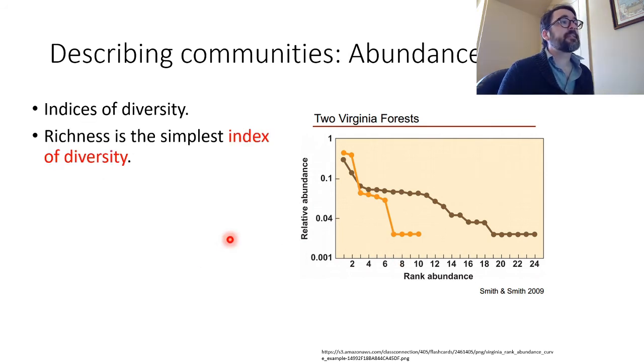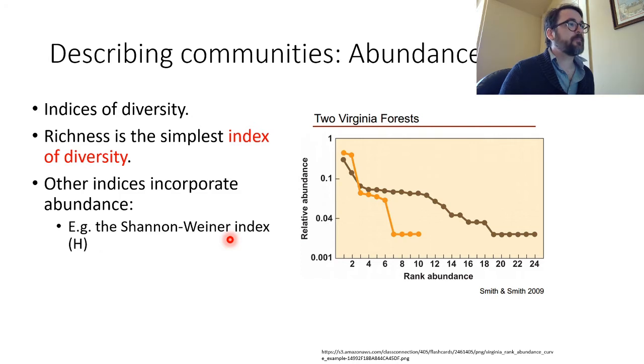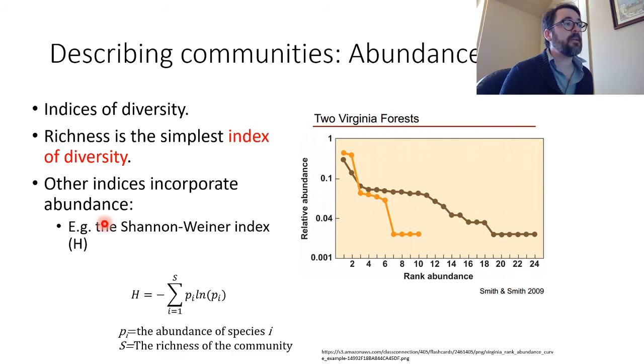So richness is the simplest index of diversity. There are other indices that incorporate abundance in different ways. So for example, the Shannon-Wiener index looks like this. You do not have to remember this. I probably won't even ask you to work with it. I just wanted to show you what it looks like.